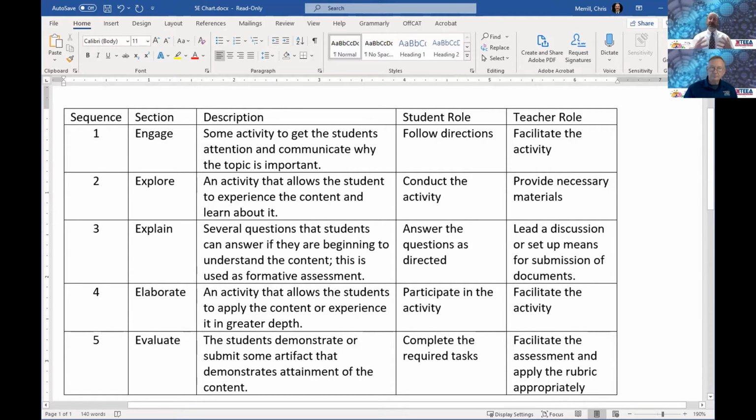So in that section, the students are simply following your direction, right? And then you're facilitating the activity. In the explore section, we're allowing students to explore in greater detail the activity or the content surrounding that activity. So again, what are the students doing? They're doing the activity. What are we doing? We might provide the necessary materials for them to do that activity.